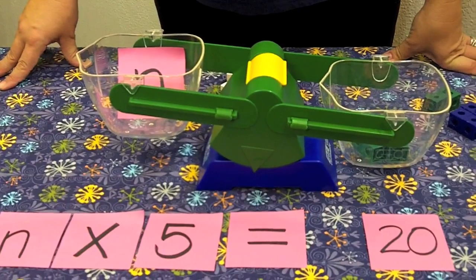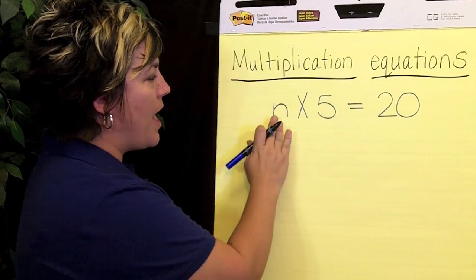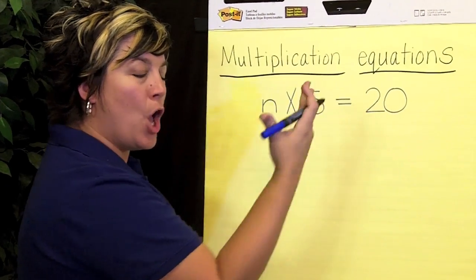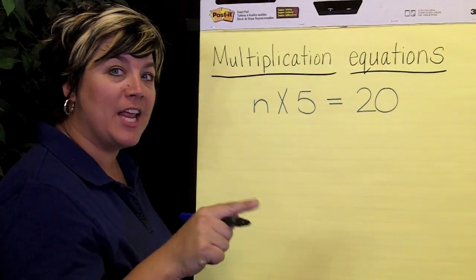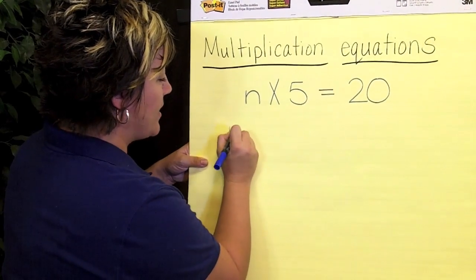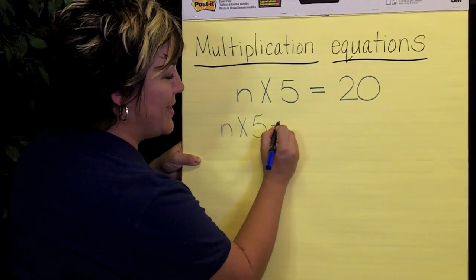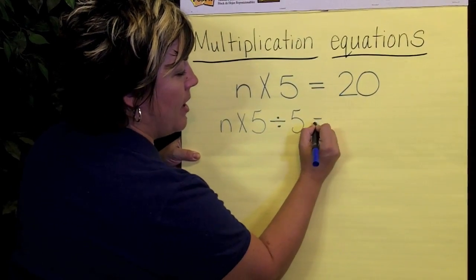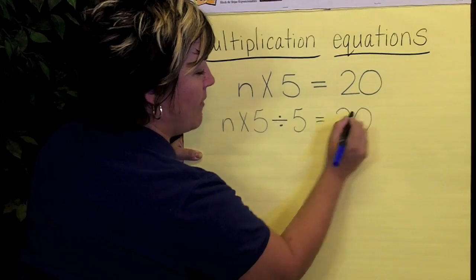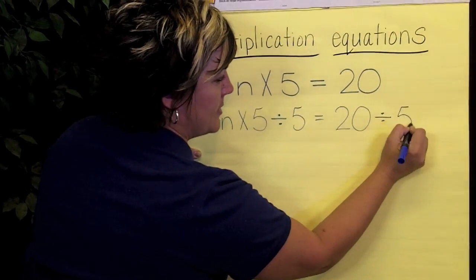Let's go back to the board and see how this works out. So here we are with n times 5 equals 20. We just solved it, so we know that n equals 4. Let's see what it looks like on paper. So I'm going to go ahead and write down n times 5, and what we did over at the balance was we divided by 5 equals, and since we divided by 5 on the left side, I have to do that also on the right side.